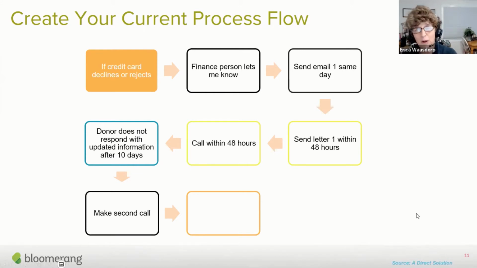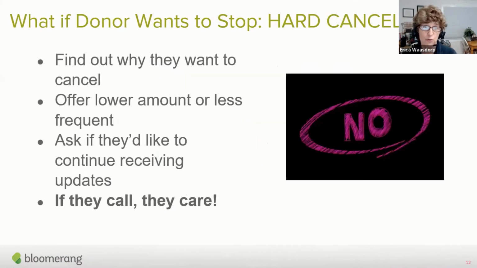And then we're going to discuss a couple of things that I think will help you improve your process flow even more. But before I do that, I want to give an indication, because again, people sometimes don't necessarily know what the difference is. So a hard cancel, in my definition, is a donor who calls you, writes you, or emails you and says, I do not want to continue my recurring gift. So they take action, right?